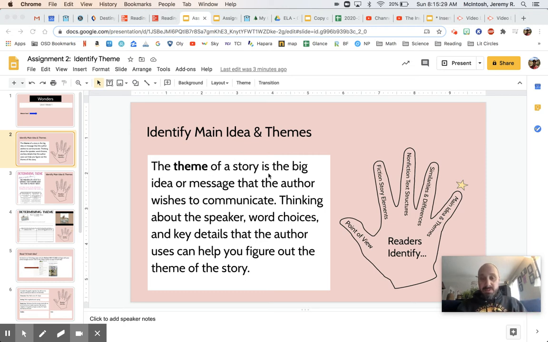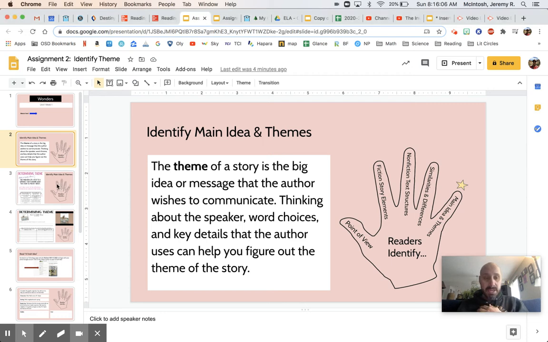So, the theme of a story is the big idea or message that the author wishes to communicate. Thinking about the speaker, word choices, and key details that the author uses can help you figure out the theme of the story. And I like to say the theme, we can almost relate it to the lesson the author is trying to teach us or the moral of the story. What's the big idea? What is the author trying to teach us? So again, we have our right hand where our readers identify, and we're looking at the pinky, the main idea and themes for this lesson.